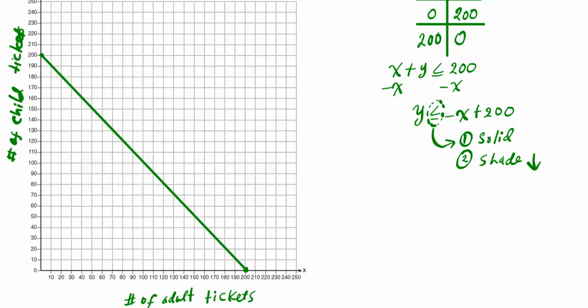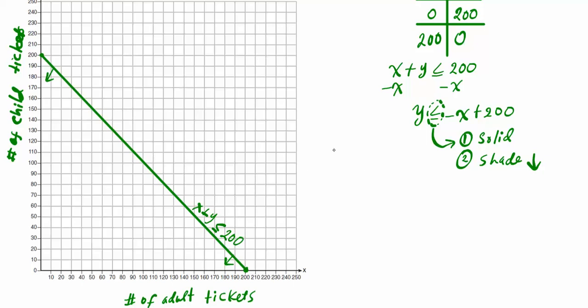We are going to be considering anything that's below this line. All right, we have a system of inequalities, so we can't go ahead and just shade wherever we want. We have to be careful, okay? So this one right here is the equation x plus y is less than or equal to 200.